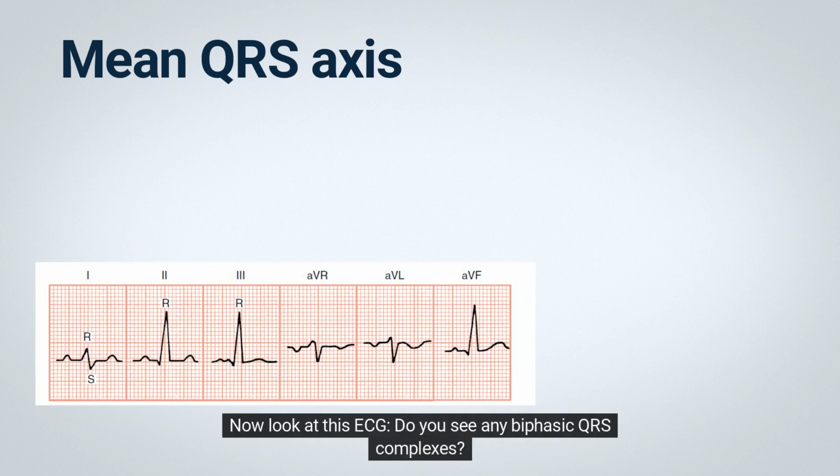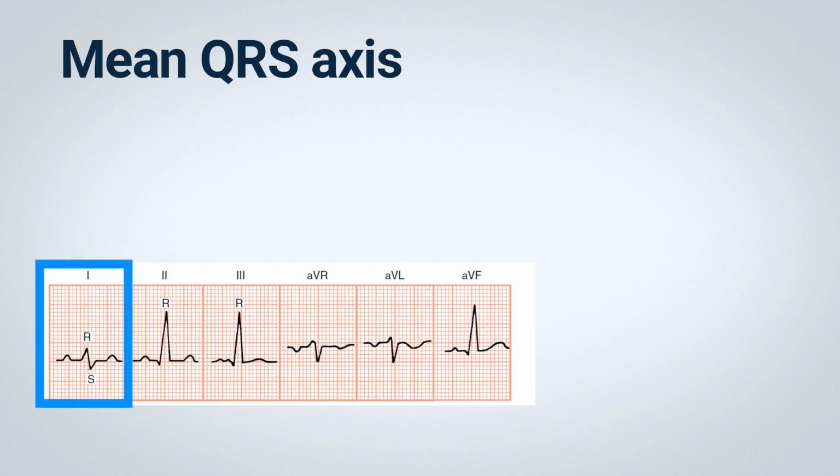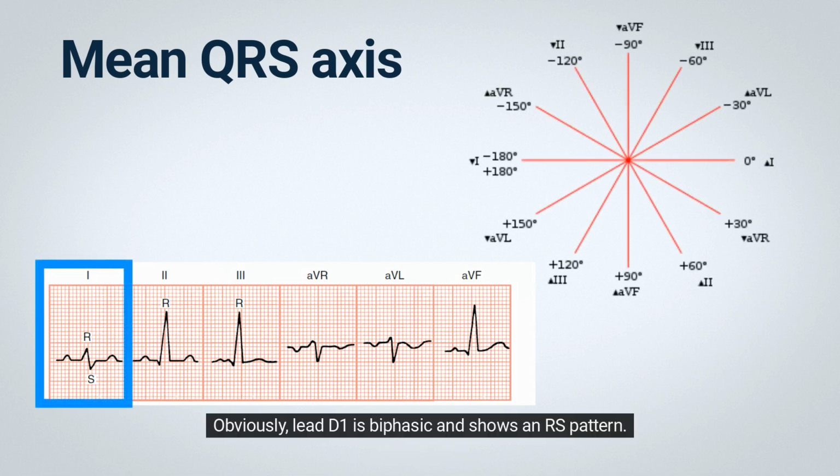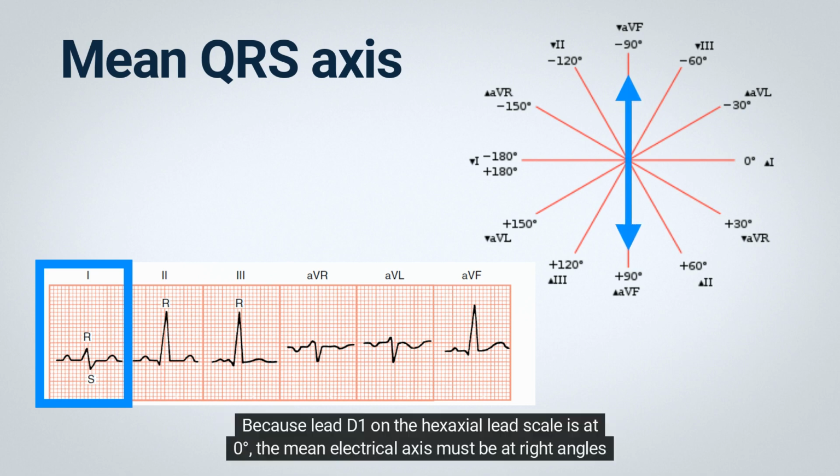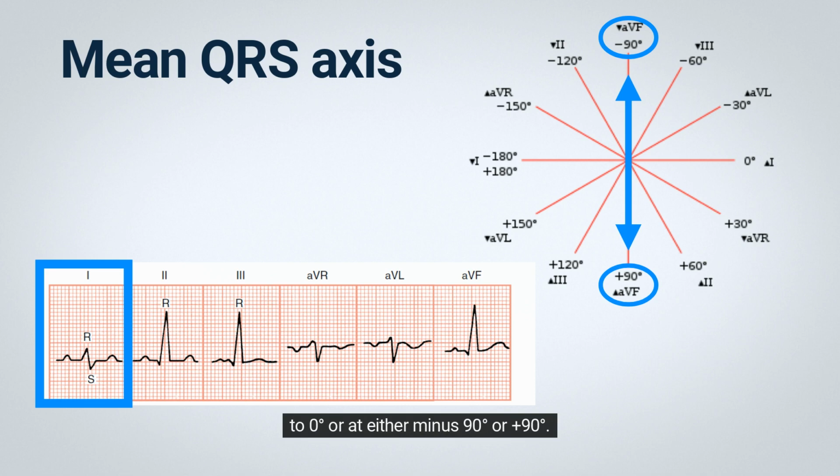Now look at this ECG. Do you see any biphasic QRS complexes? Obviously, lead D1 is biphasic and shows an RS pattern. Therefore, the mean electrical axis must be directed at right angles to lead D1. Because lead D1 on the hexaxial lead scale is at 0 degrees, the mean electrical axis must be at right angles to 0 degrees, or at either minus 90 degrees or plus 90 degrees.